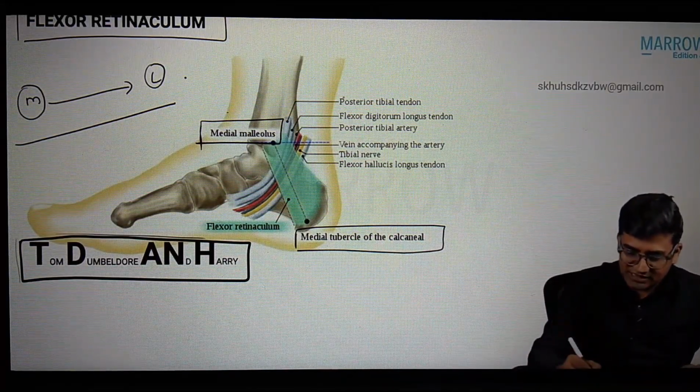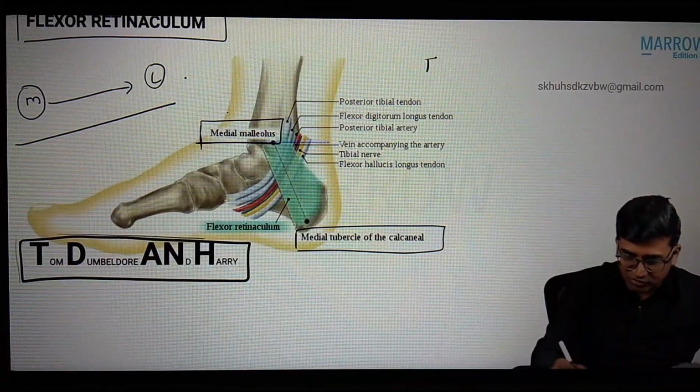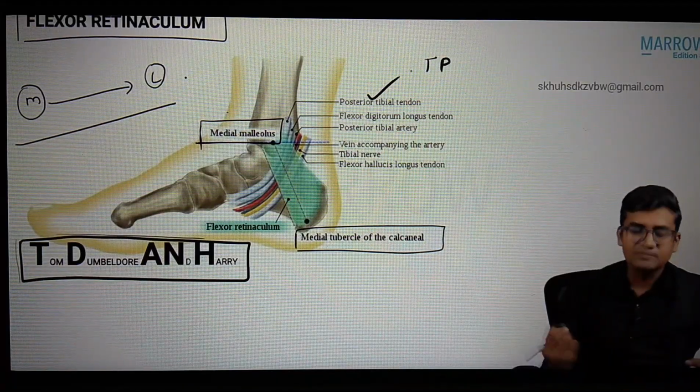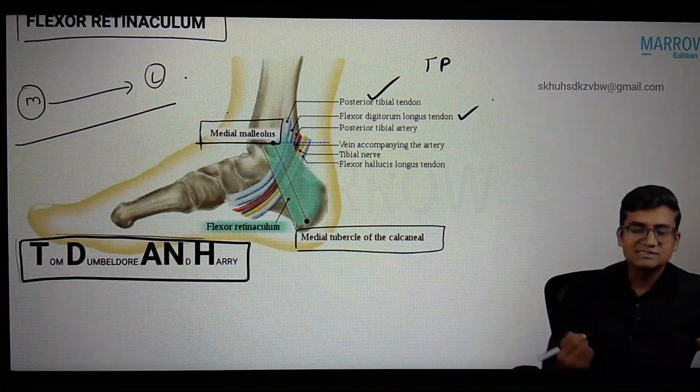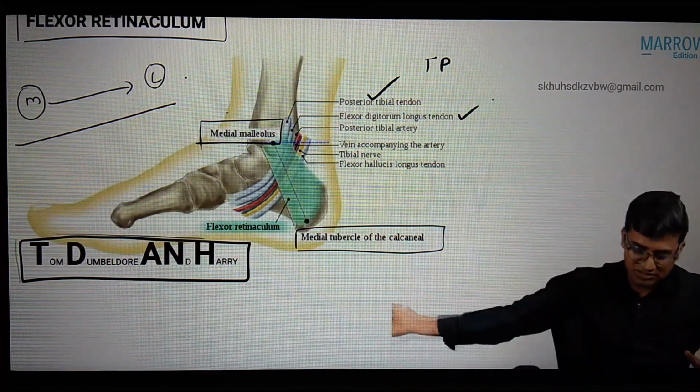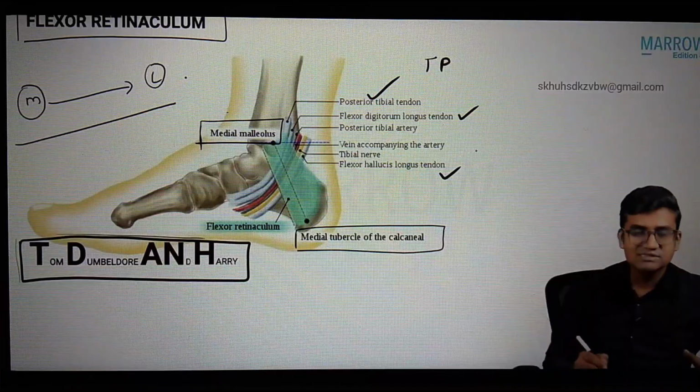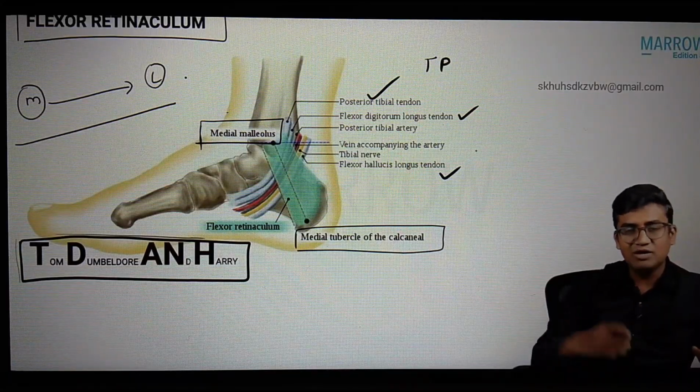So T is tibialis posterior. The medialmost structure is tibialis posterior. D, Dumbledore, flexor digitorum longus. And then lateralmost is the flexor hallucis longus. So Tom, Dumbledore, and Harry.